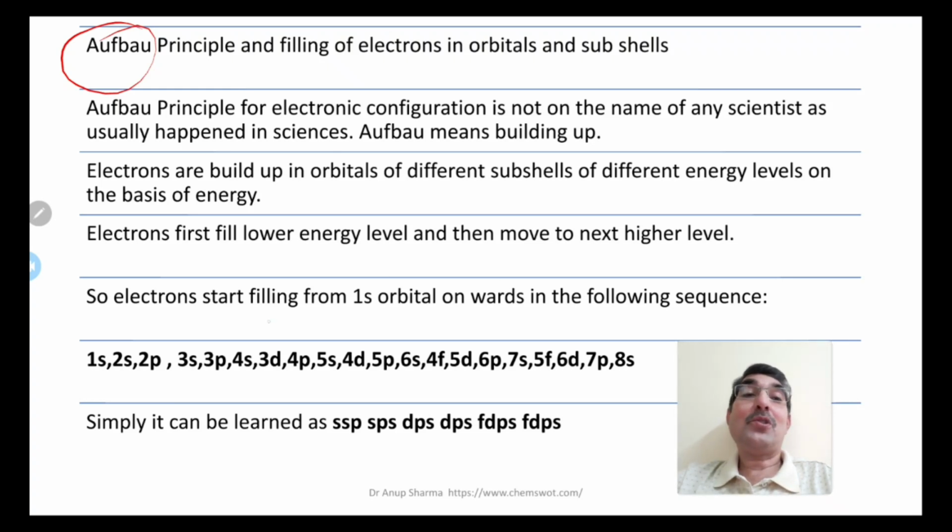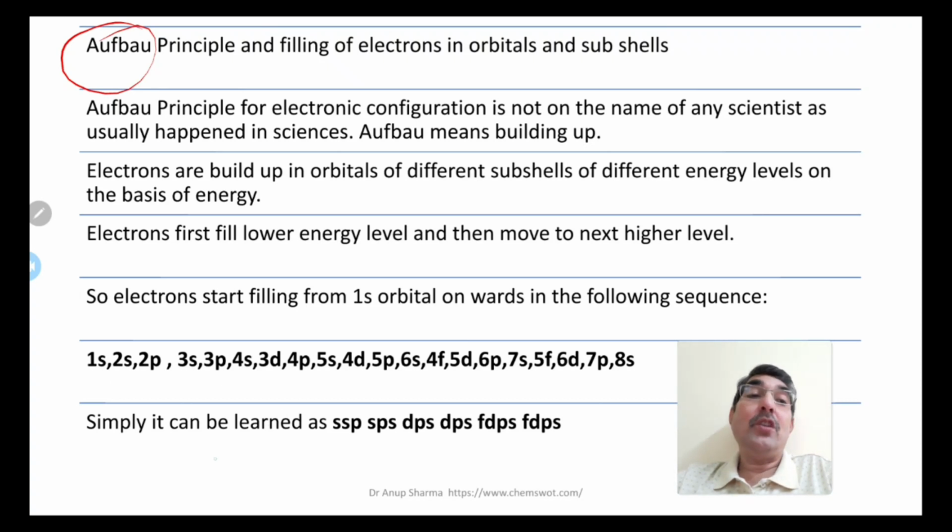So electrons start filling from the 1s orbital onwards in the following sequence. This is 1s, 2s, 2p, 3s, 3p, 4s. Why not 3d? Because 4s has lower energy than 3d. That is why it is based on energy levels.